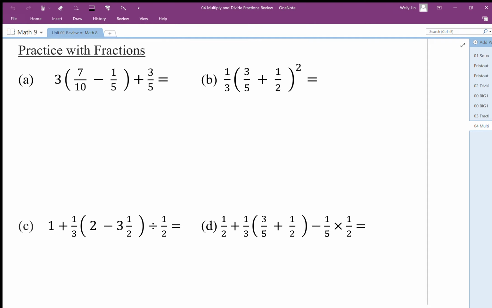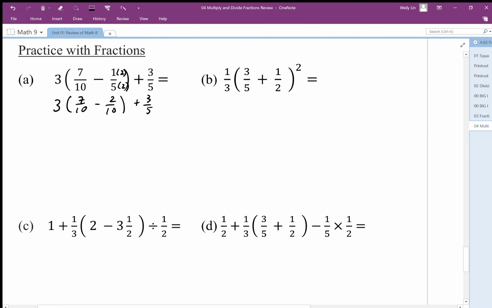For these examples, we want to remember to apply BEDMAS. So we're going to work on the brackets first. So in this case here, the common denominator is going to be 10. So I need a times 2 and a times 2 up there. So I end up with 7 over 10 minus 2 over 10.